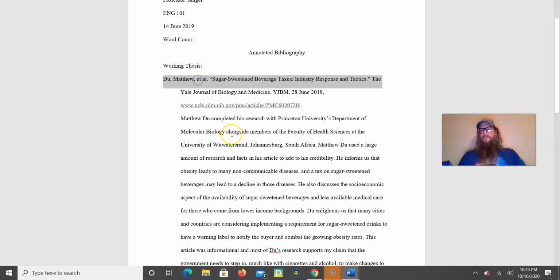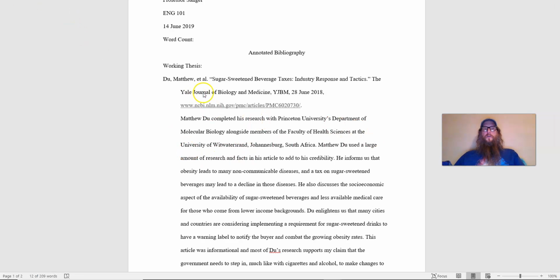sometimes you're going to have a source that has multiple authors, and the best approach, if there's 3 or 4 or 5 authors, is to do what the student did here, which is to just give us some information about the lead author that explains what makes that person credible.